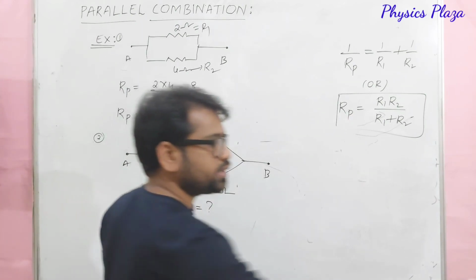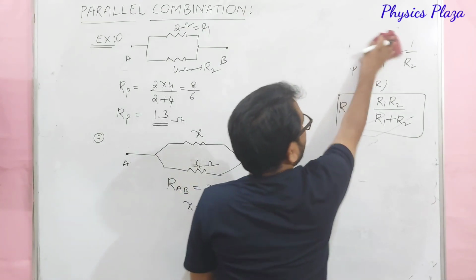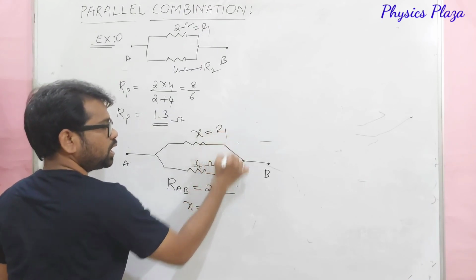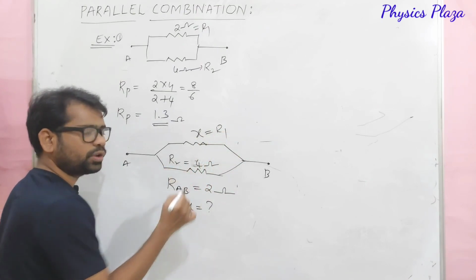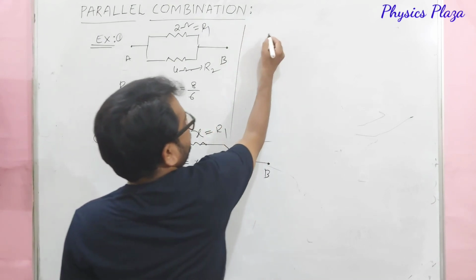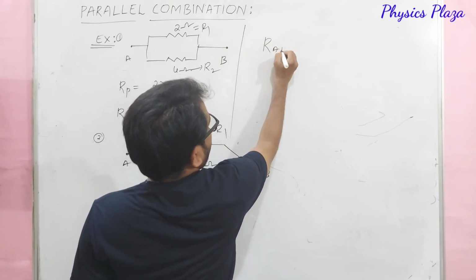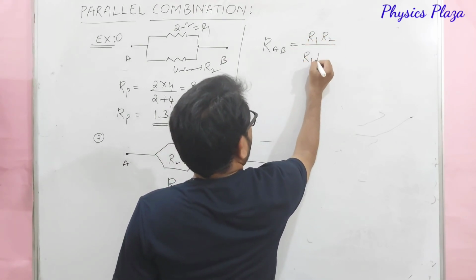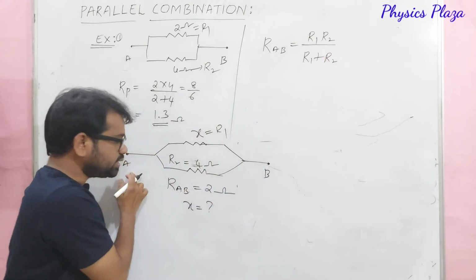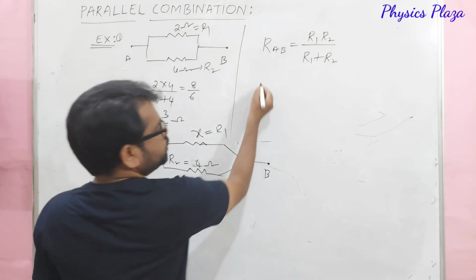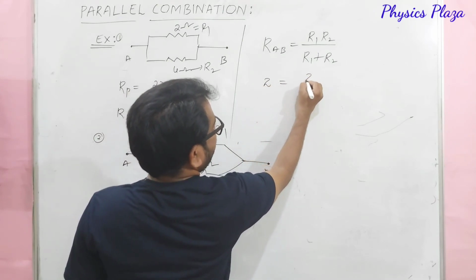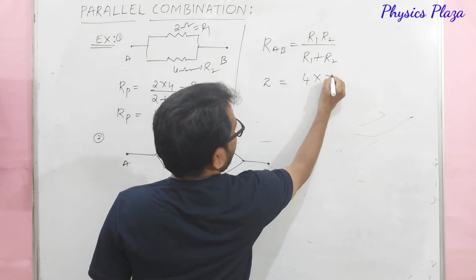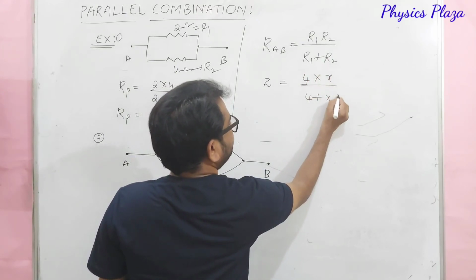So how to do it? It's very simple. In a simple manner we can do it by applying the same formula. Here this will be R1 and you take this as R2. You can apply the same formula, dear children. We know that RAB is equal to R1 into R2 by R1 plus R2. The effective resistance is given, 2 ohm. So substitute here: 2 ohm is equal to 4 into X by 4 plus X.